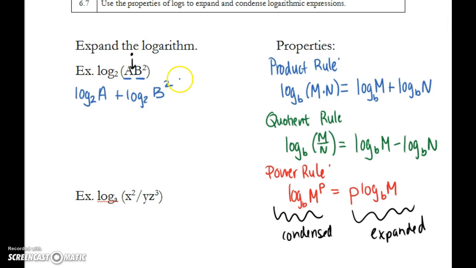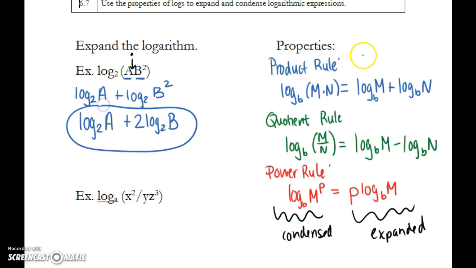Now notice that we have an exponent, so we can use the power rule. This exponent of 2 is kind of like our p. And so the power rule says we can bring any power over to the front as a coefficient. So this becomes log base 2 of a plus 2 log base 2 of b. And this is our final answer in expanded form.